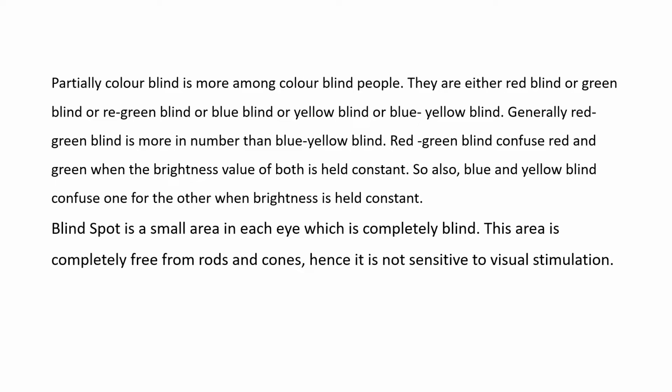The blind spot is a small area in each eye which is completely blind. This area is completely free from rods and cones, and hence it is not sensitive to visual stimulation. It is located in the place where the optic nerve leaves the retina to the visual cortex.